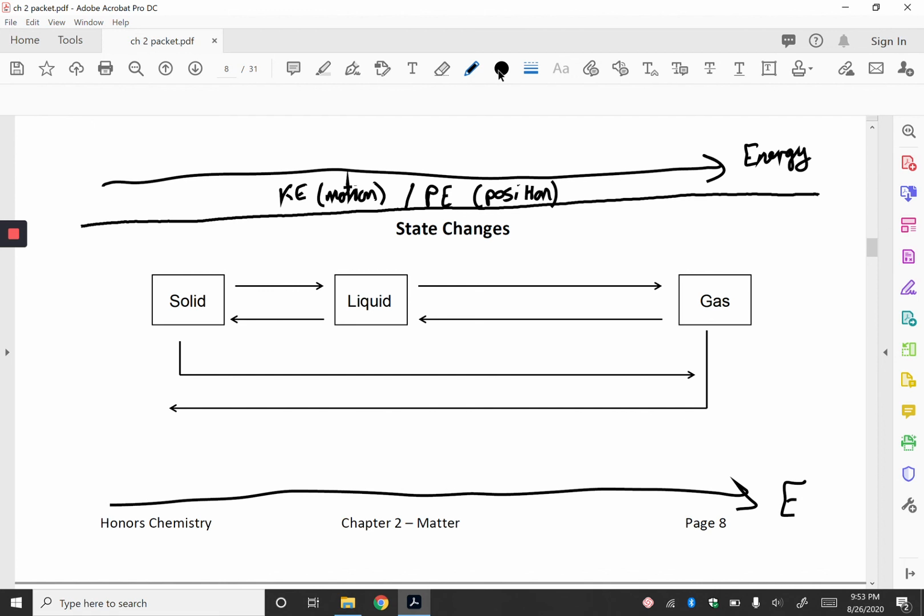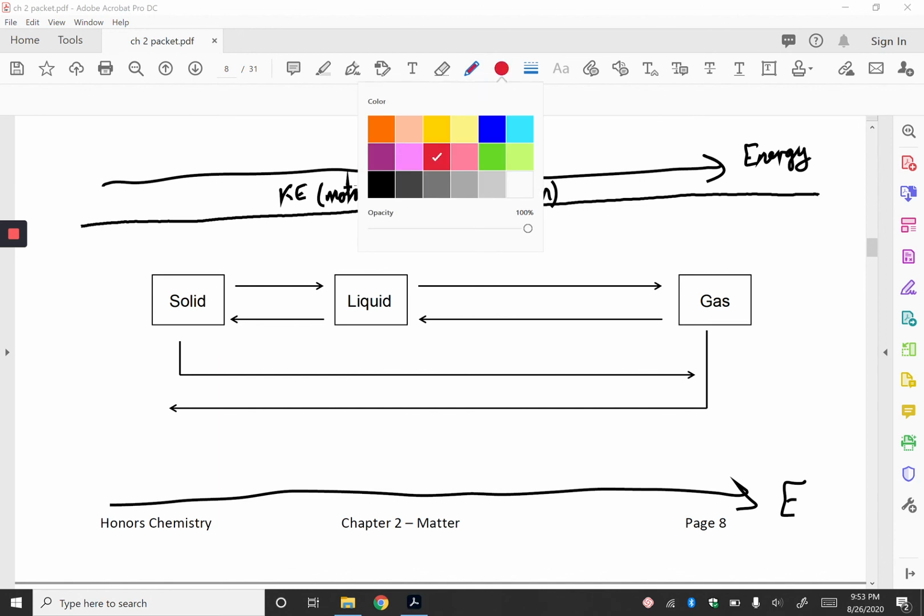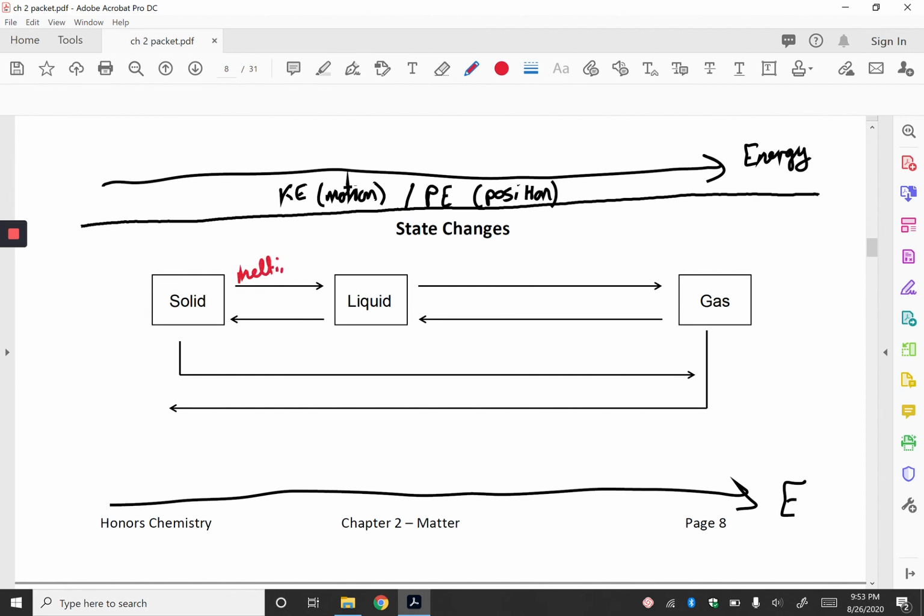Let's review the different phase changes. As we go from solid to liquid, that would be called melting. Going the other way is called freezing. Another name for freezing is solidification. Don't feel like you have to know that. You can choose either word. Melting, another word for it is fusion. Again, you do not need to know both. Just pick one, melting or fusion.